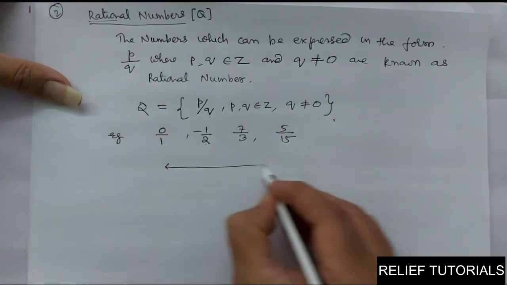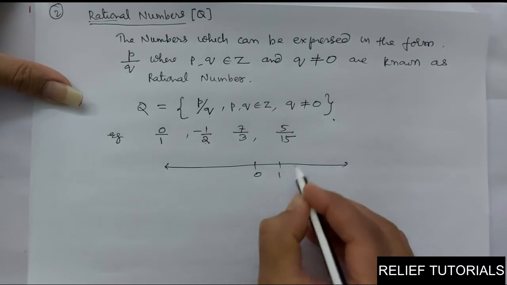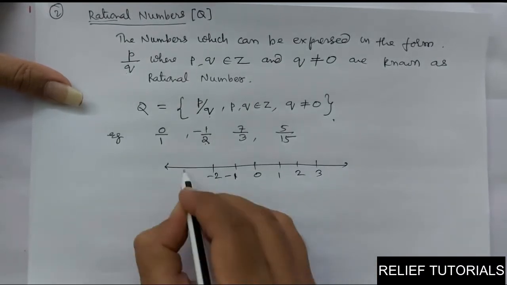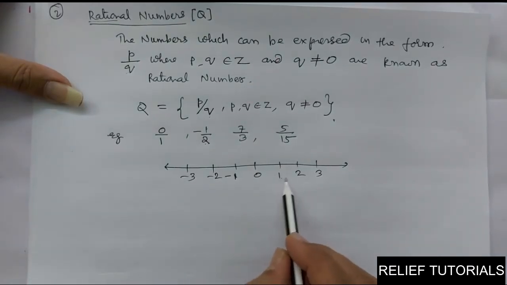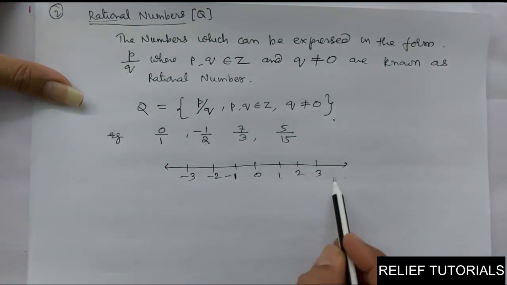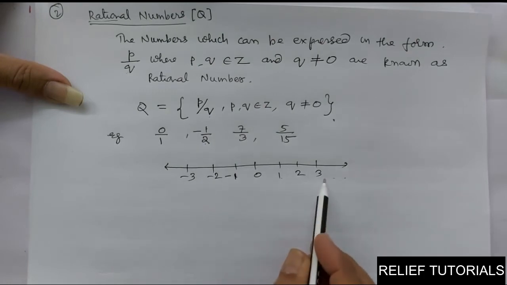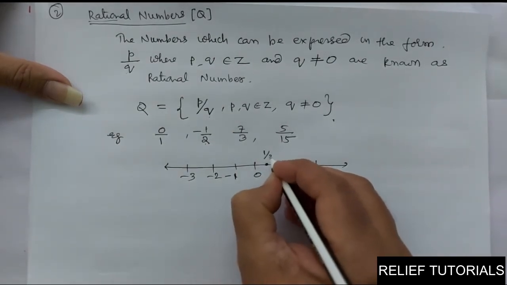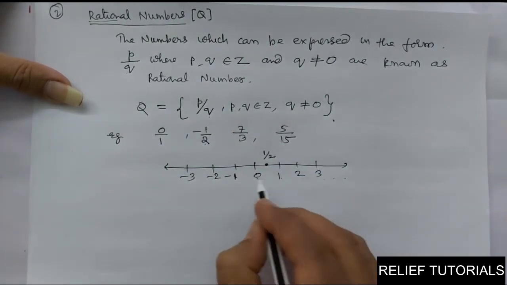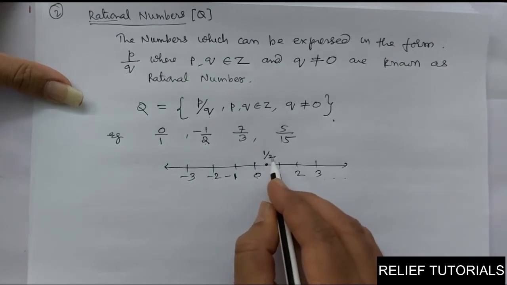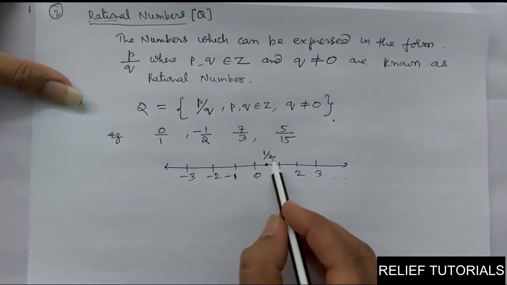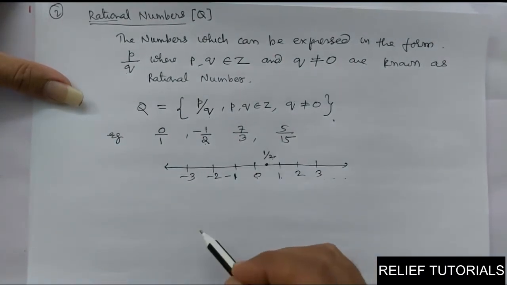See, if we draw a number line here: 0, 1, 2, 3, minus 1, minus 2, minus 3. See, this 1, 2, 3 are natural numbers. 0, 1, 2, 3 are whole numbers. These all are integers. And what are rational numbers? See, between 0 and 1 we have half, 1 by 2. So that is a rational number. Why? Because it is expressed in the form p by q and q is not equal to 0.